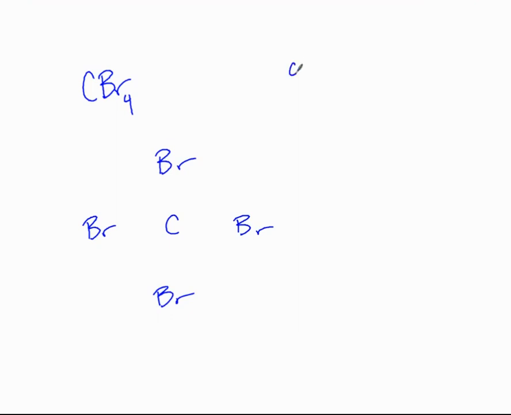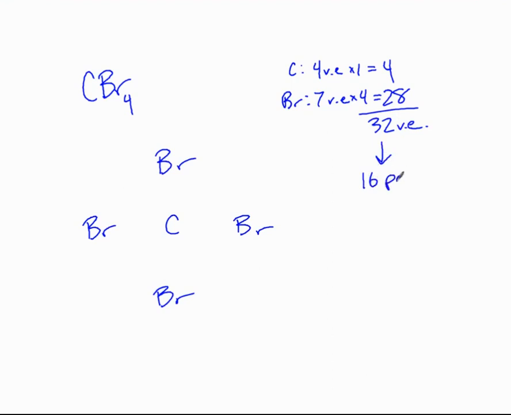So we need to count up the valence electrons. Carbon will have 4 valence electrons, only 1 carbon. Bromine is in group 17. There's 7 valence electrons, and there are 4 of them. There's 28. That makes for 32 valence electrons to work with. Dividing that by 2 tells us 16 pairs.